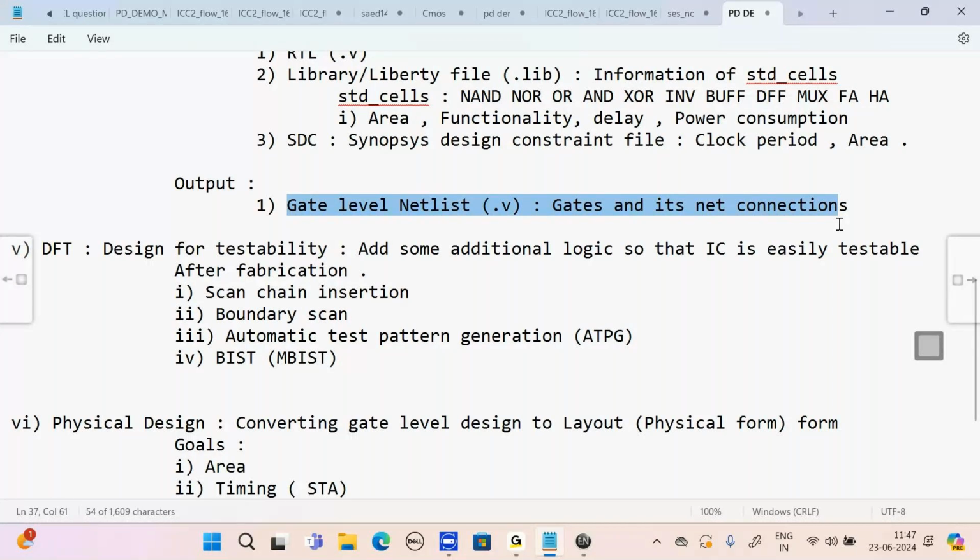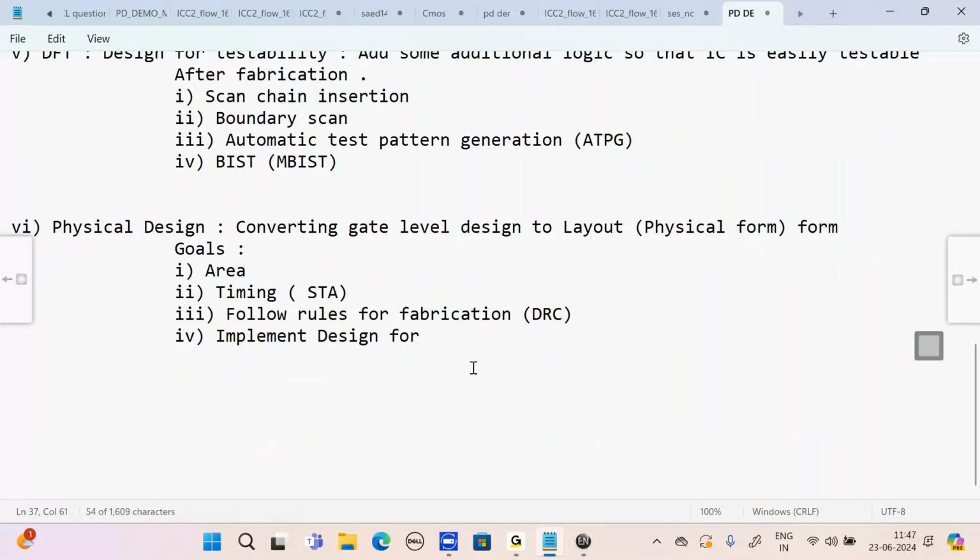If they have to be fabricated properly, beside them I should use a few cells that are called end cap cells, so that they are not affected. So that is called implement design for manufacturability. So there are a few things which we have to follow. This is called DFM. Follow those rules.